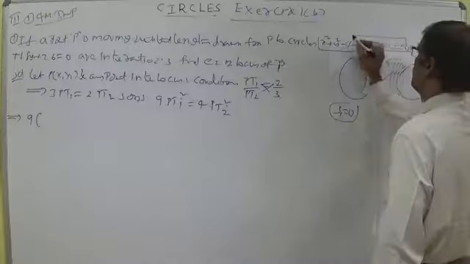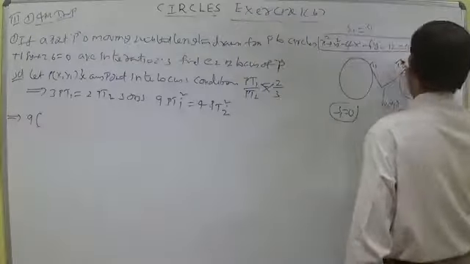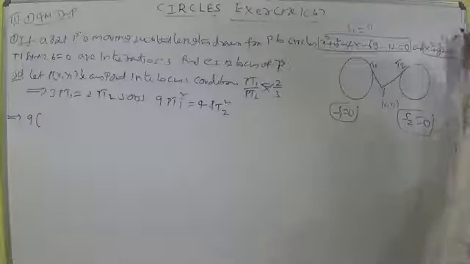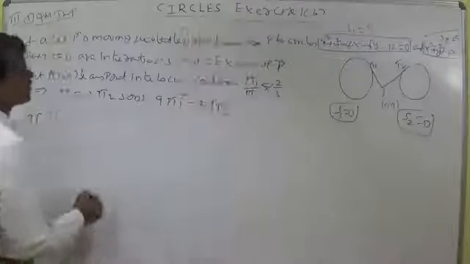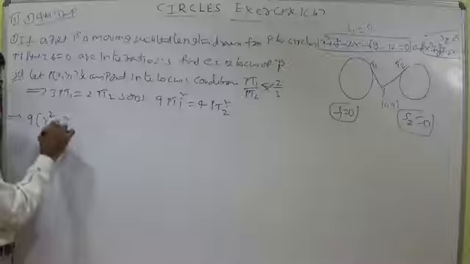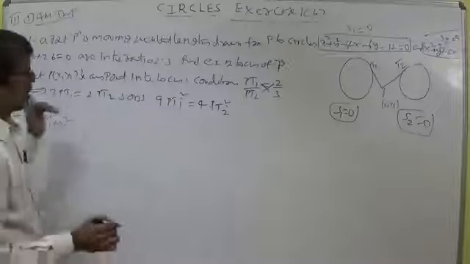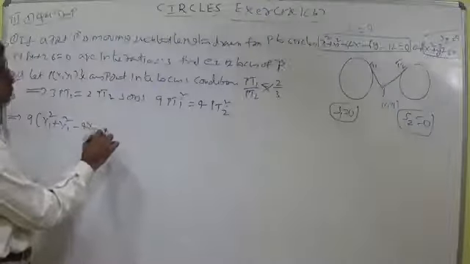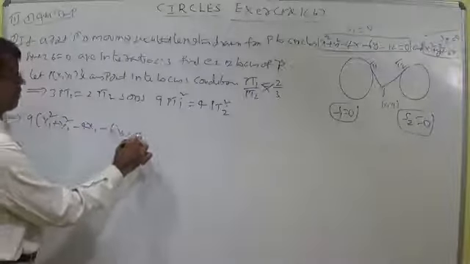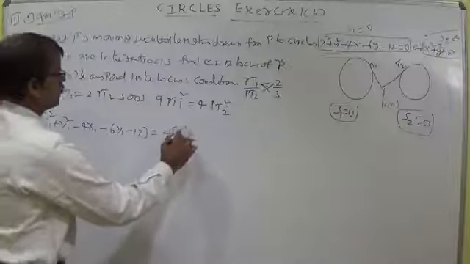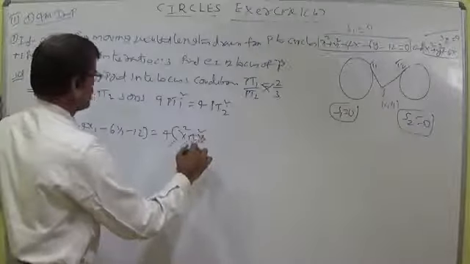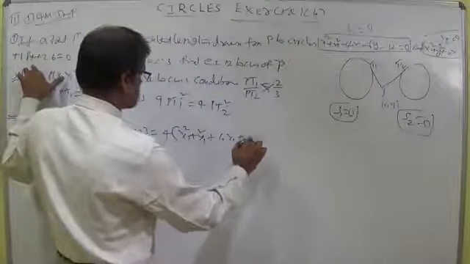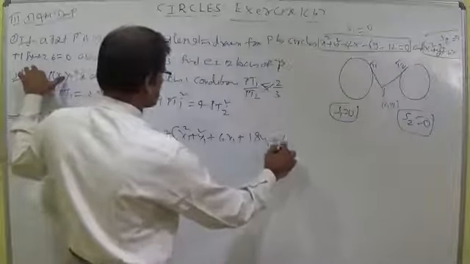Write in your notebook: given circles S1 equal to 0 and S2 equal to 0. So 9 into the first circle, you write like this, with x1 square, because I am taking P(x1, y1) as the locus point. 9 into (x1 square plus y1 square minus 4x1 minus 6y1 minus 12) is equal to 4 into (x1 square plus y1 square plus 6x1 plus 18y1 plus 26).